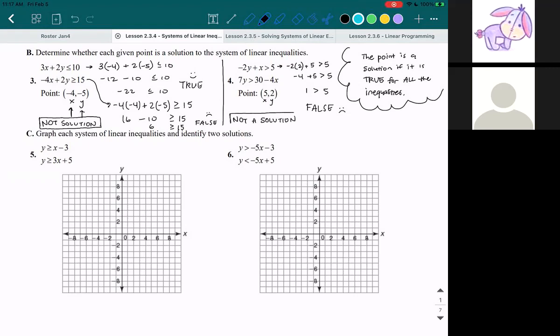So the only way you can get a solution is if you get true, true. True for both inequalities. And in both of our examples here, we got at least one false. So it's not a solution. So if you get true, true, solution. If you get true, false, not a solution. You get false, false, definitely not a solution, okay?